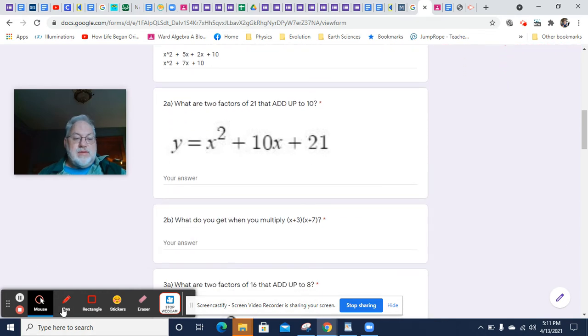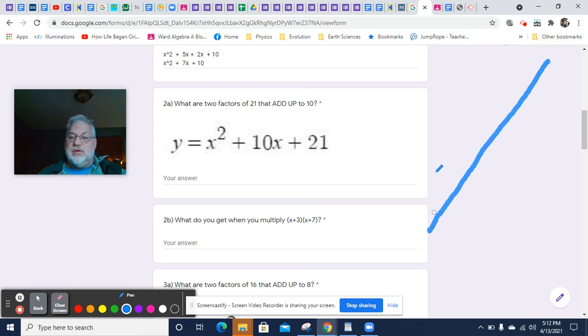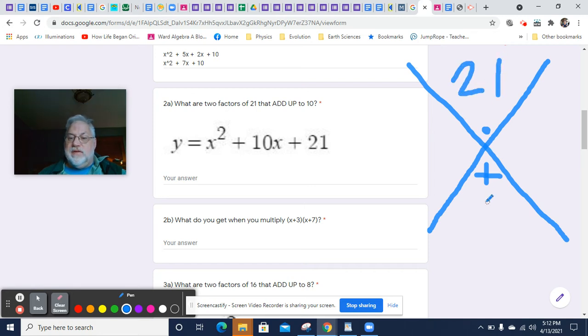And we're going to do the same thing with this one. So I'm going to use a different color. Let's use blue for this one. We're going to have a multiplication dot here and an addition thing here. What I'm looking for are two factors of 21 that give you a sum of 10, that add up to 10. So down here is the sum. Well, if you thought of 3 and 7, that would work.